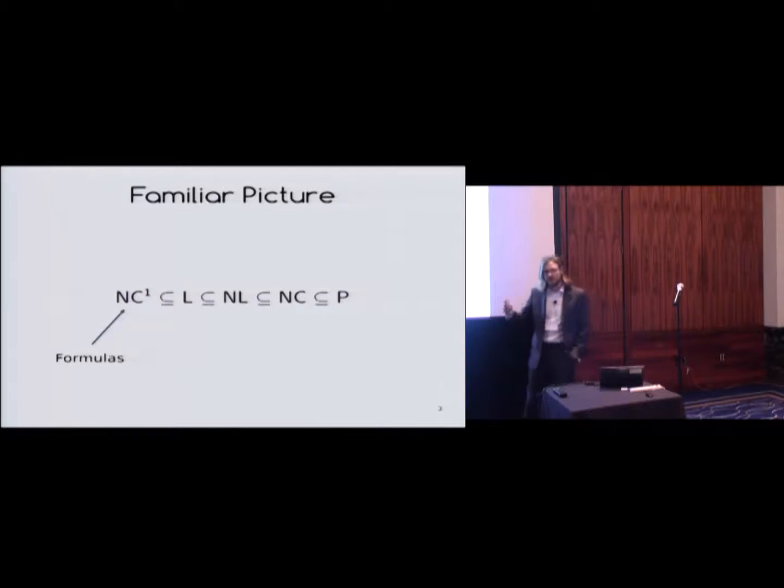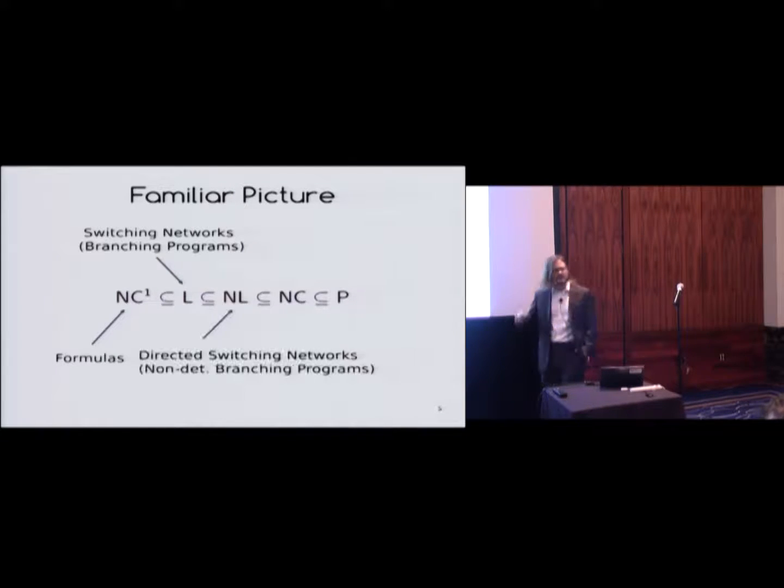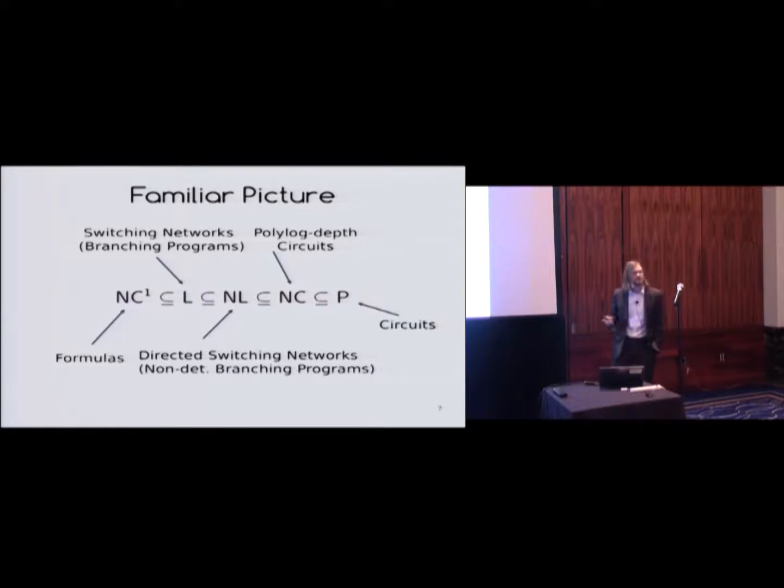So NC1, remember, is the class of polynomial-sized formulas. We think of L as being polynomial-sized switching networks or branching programs. NL is like non-deterministic branching programs. NC is polylog depth polynomial-sized circuits, and P is just circuits. Right? So we have these nice circuit characterizations for all these classes within P.